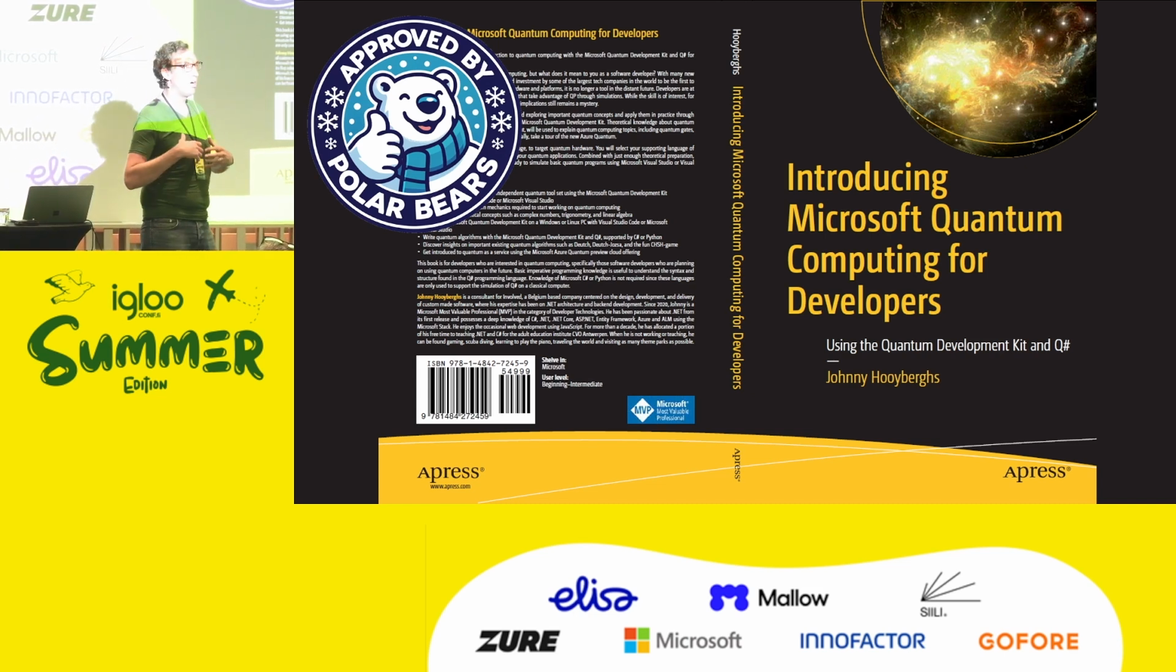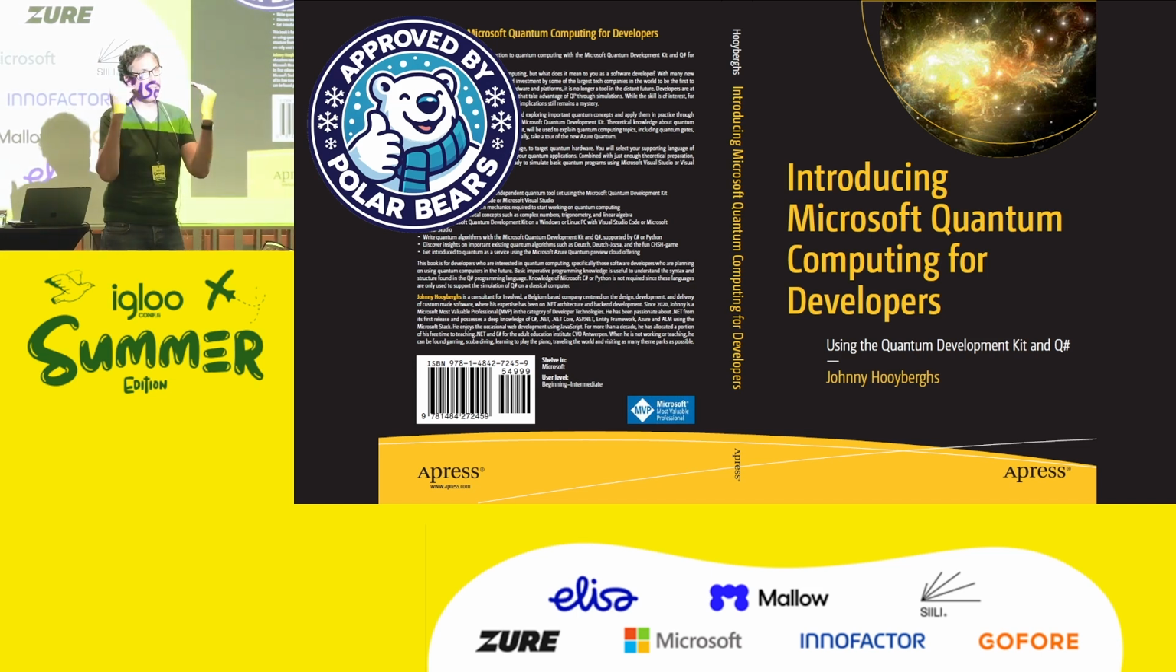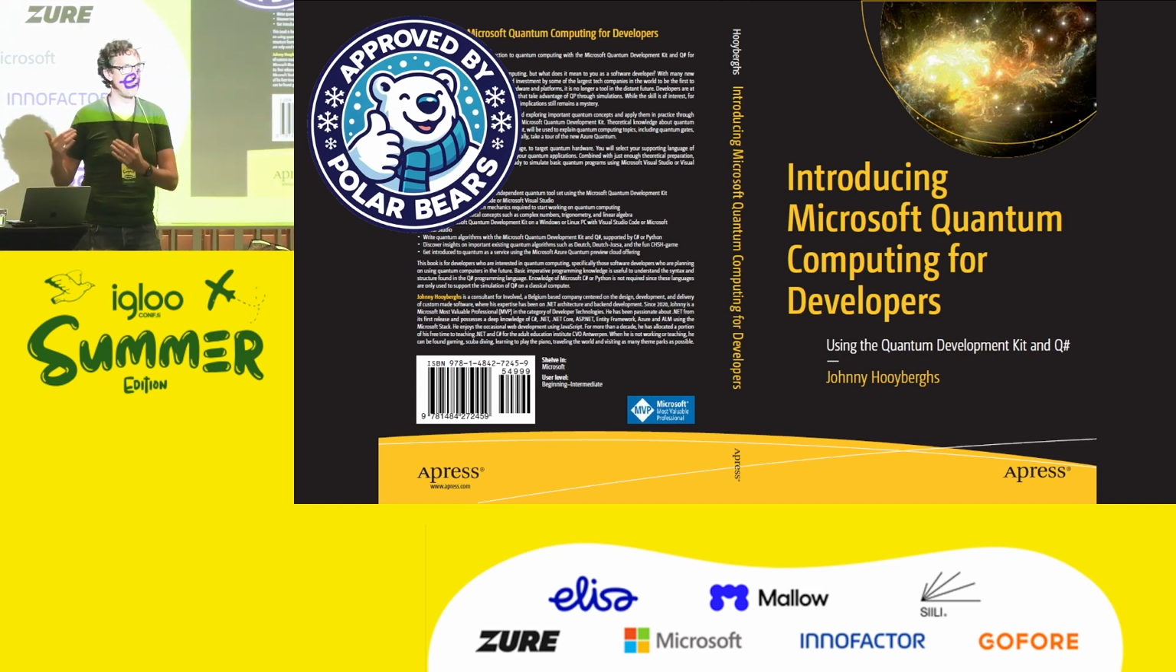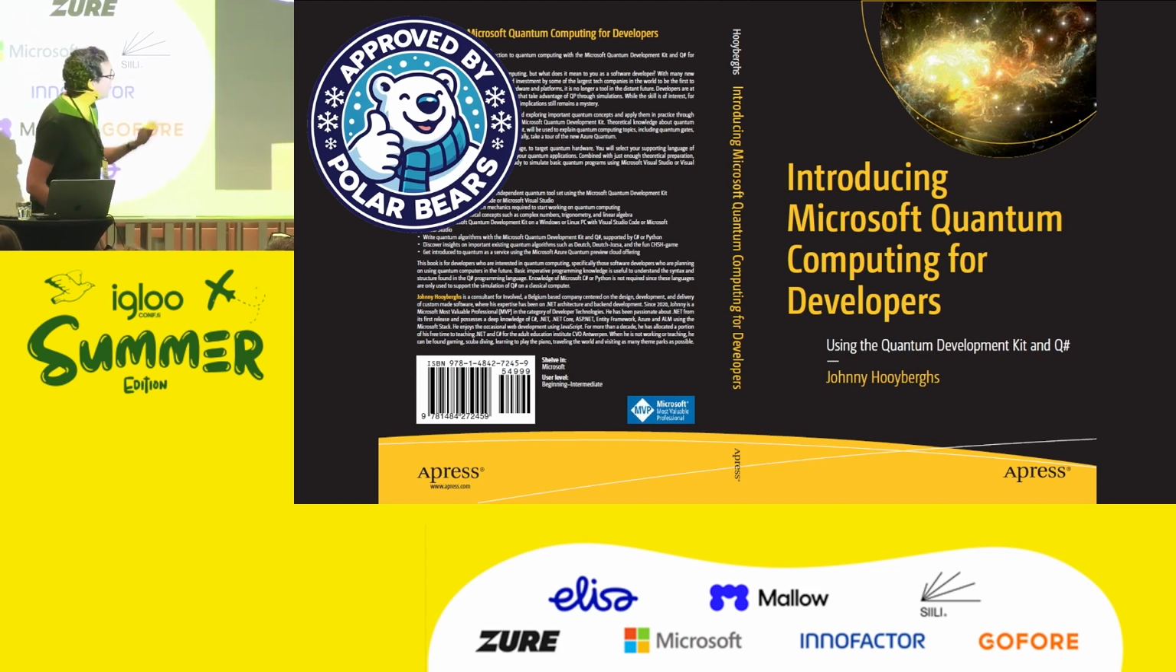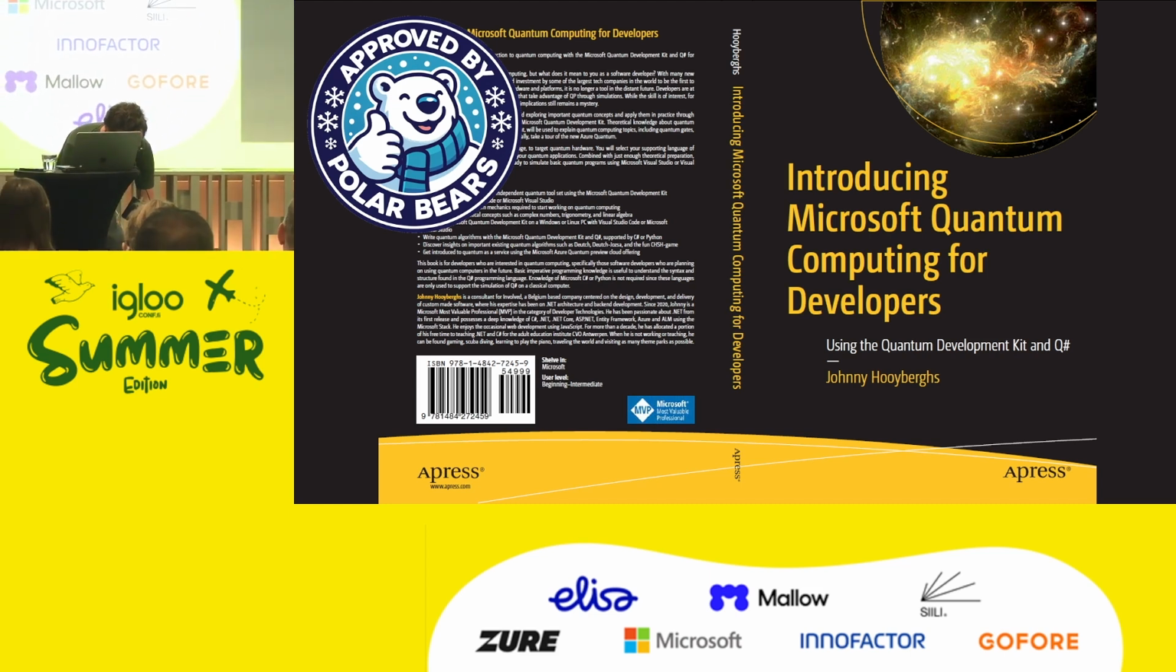So I'm just very interested in the topic. I basically wrote all of my ideas on the level of a developer and not on the level of a mathematician or a physicist. So this is what's inside of the book. And by the way, it's approved by Polar Bear, so I guess it's fine.